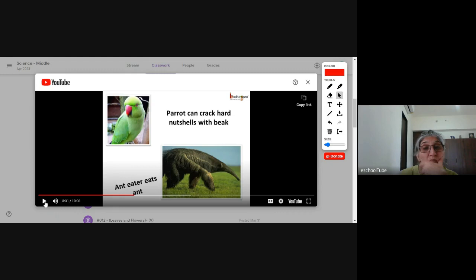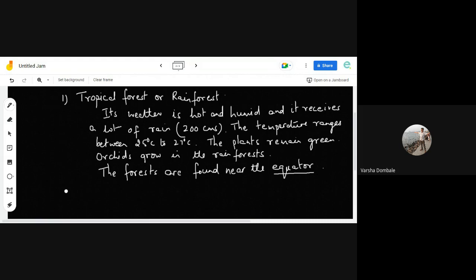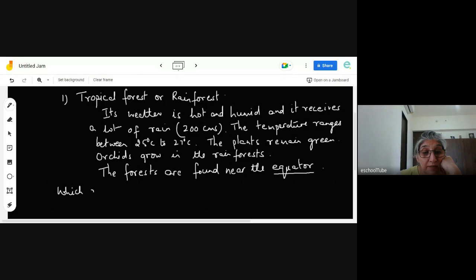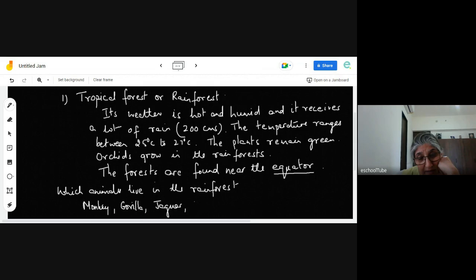Okay. So what are the different camouflaging techniques? First tell me, whose turn is it? Miss Mai. So which animals live in the rainforests? Jaguars, okay. Tiger, monkeys, okay. Gorilla. Monkey and gorilla, jaguar, tiger. And then birds also, like macaw. Colorful birds like? Macaw and parrot.